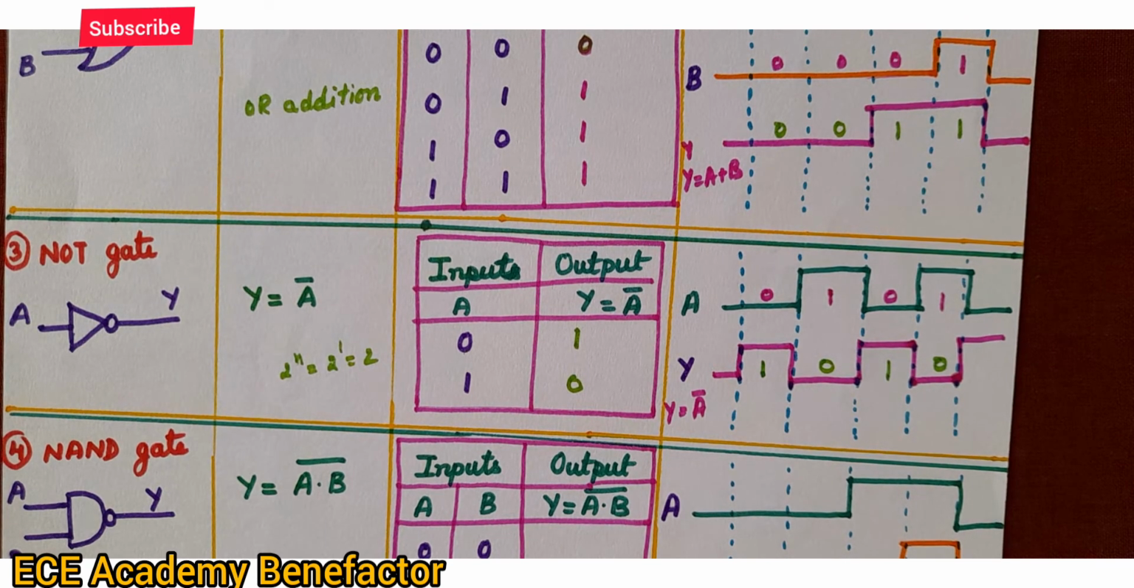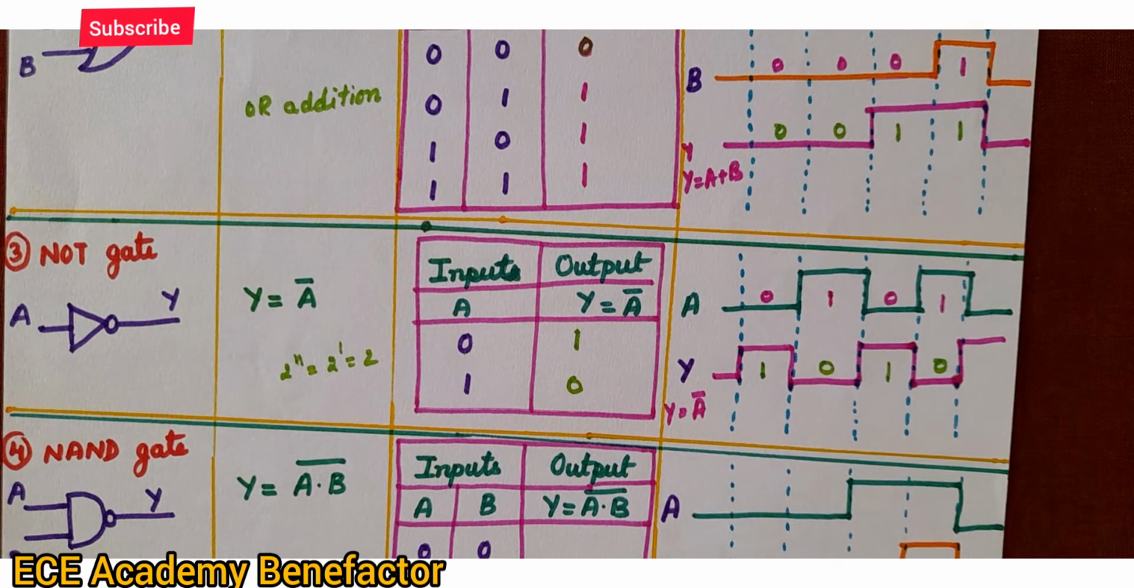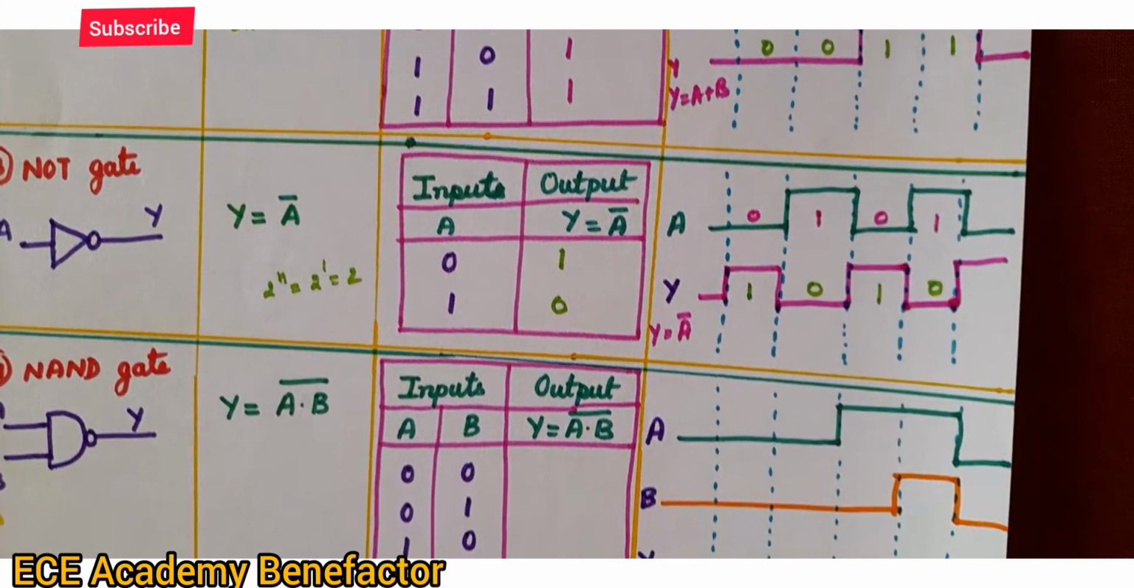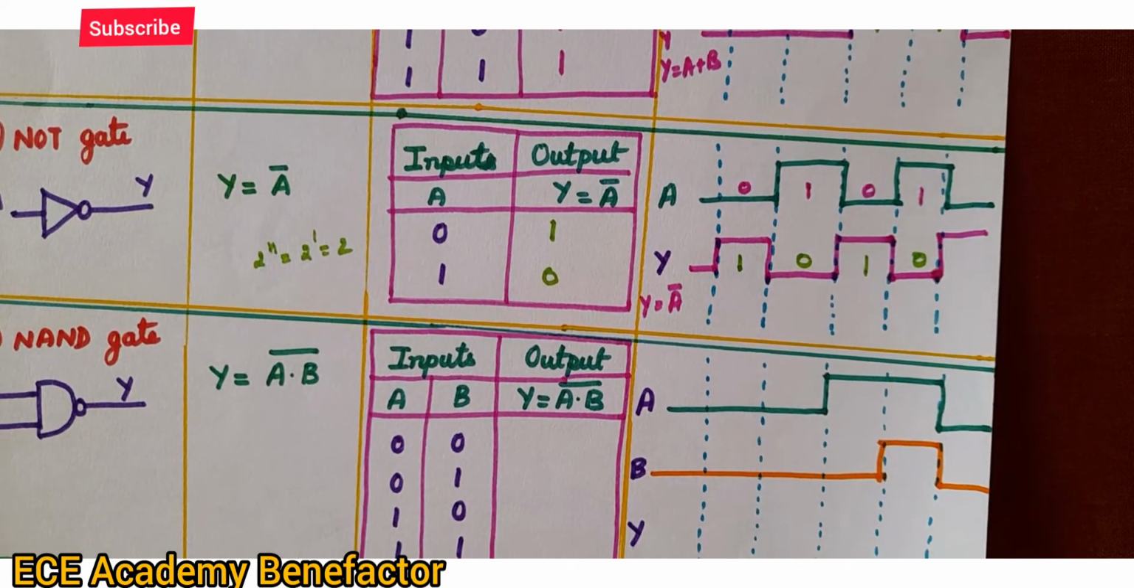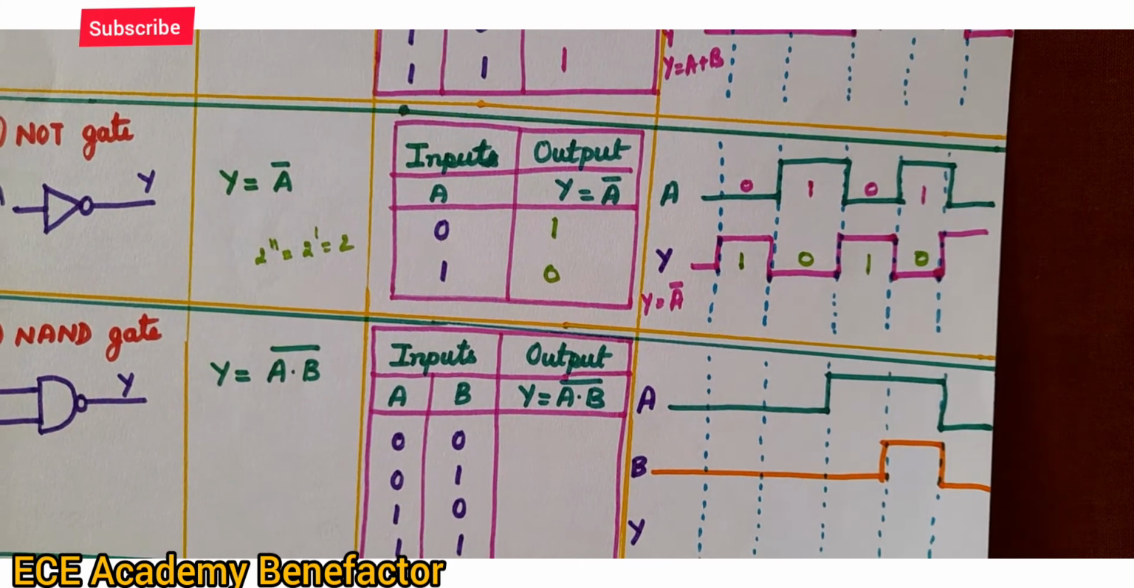So, the NOT gate is an inverter gate. It gives the inverted input at the output, or the complement of the input.